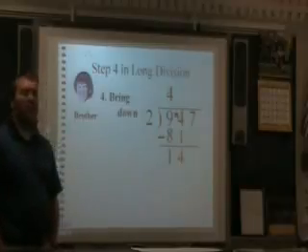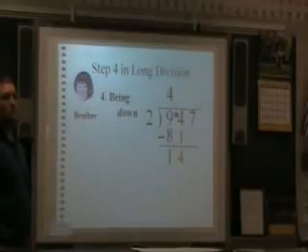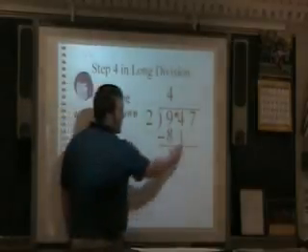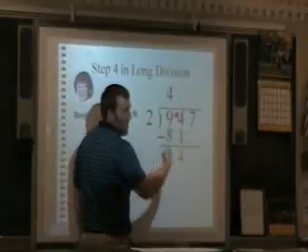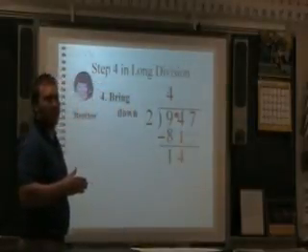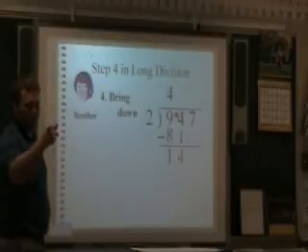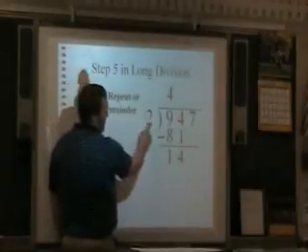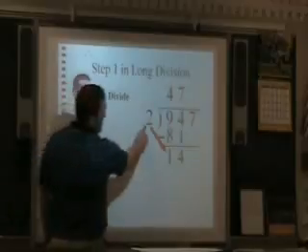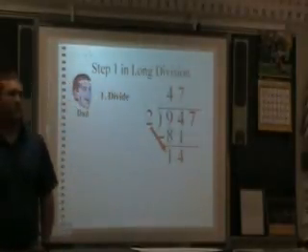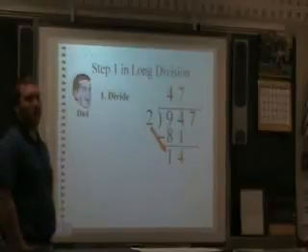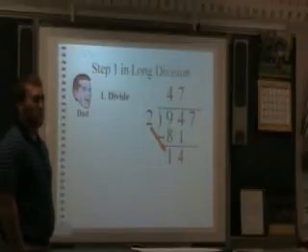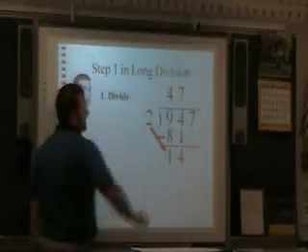What's the next step after brother? Rover. Rover the dog, which means either repeat or remainder. Is there still numbers left? Yes, so we have to repeat the process. When it starts back over, we start with divide. So now we look at how many times can 2 go into 14 without going over? 7. Yep. So then I put my 7 up top.